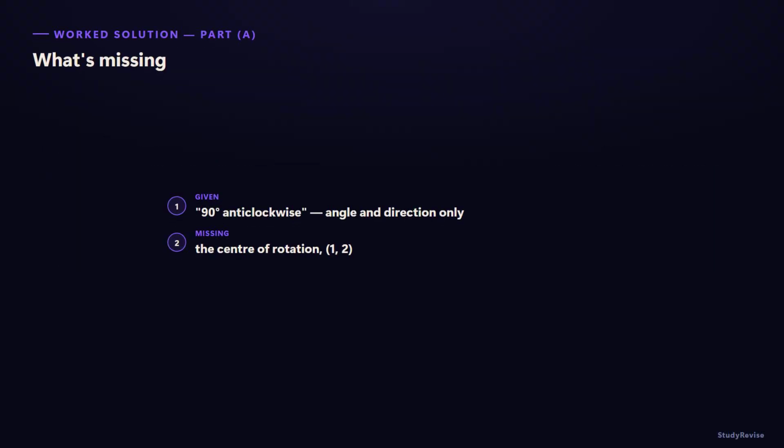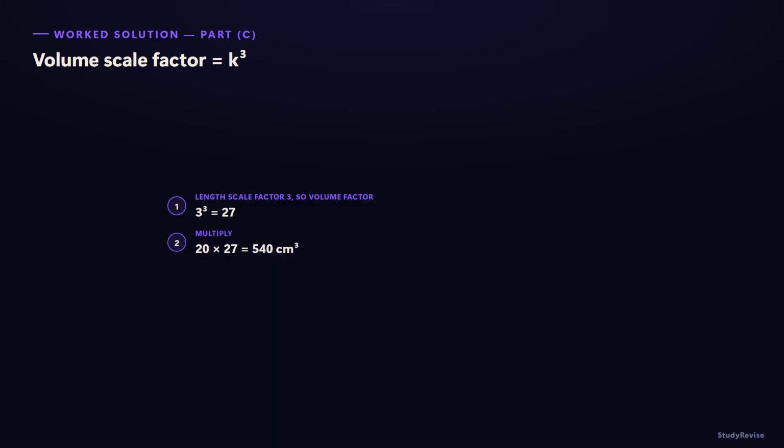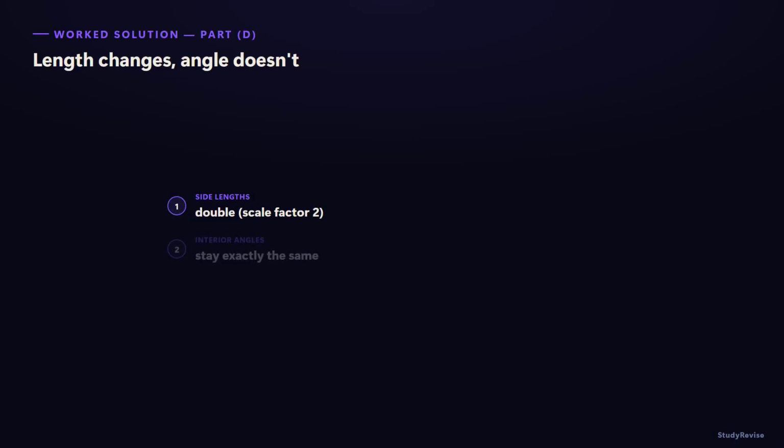Part A. The center of rotation is missing. The point 1, 2 must be stated, not just the angle and direction. Part B. The question asks specifically for the single transformation. Describing two separate transformations doesn't answer that question, even though the final image is identical. It scores 0 for that part, not partial credit. Part C. The volume scale factor is 3 cubed, which is 27. 20 times 27 is 540 cubic centimeters. And part D. The side lengths double since the scale factor is 2. But the interior angles stay exactly the same. Enlargement never changes an angle.